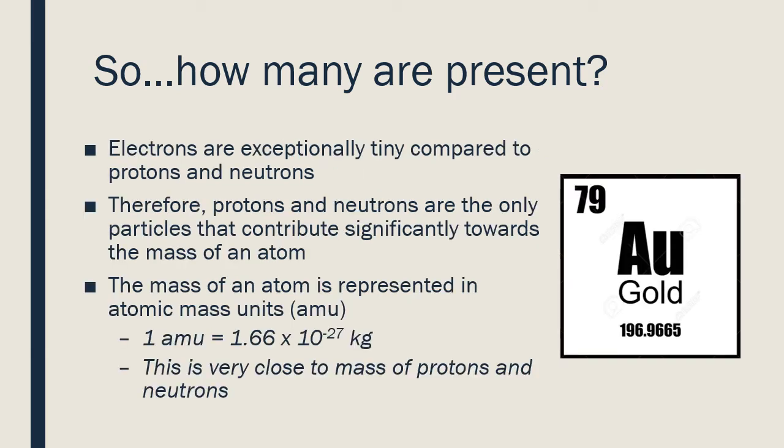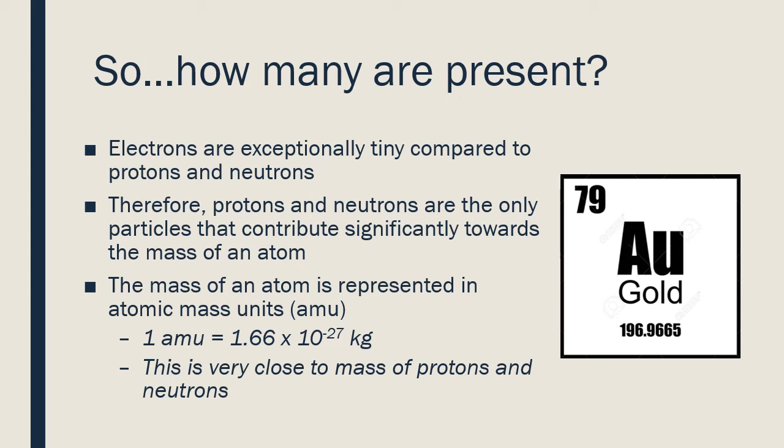Neutrons are a little bit trickier. A couple of things we need to discuss first. As we mentioned earlier, electrons are exceptionally tiny compared to protons and neutrons. They have approximately 1/1000th the mass of these other two. Therefore, when we consider the mass of an atom, the vast majority of it comes from the protons and neutrons, and therefore when we're talking about the mass, we generally ignore the contribution from electrons.